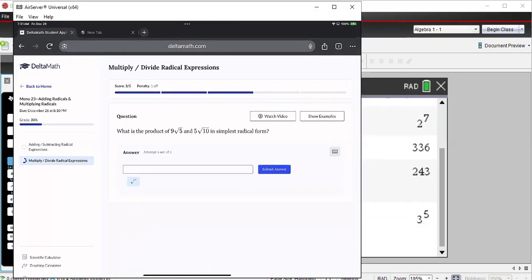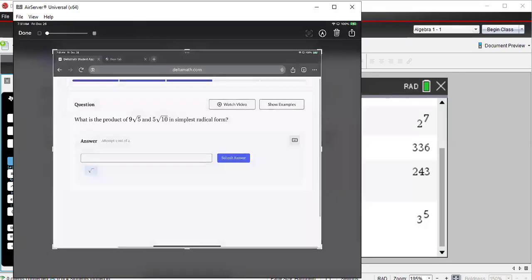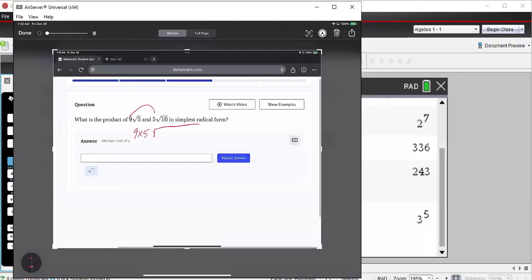Now this one, we're doing the product. We got 9 times the square root of 5 multiplied times 5 times the square root of 10. Now we can multiply the coefficients and then we can multiply the numbers inside the radical. So these two coefficients, 9 times 5, and then inside we're going to do 5 times 10. So 9 times 5 is 45. Inside, 5 times 10 is 50.